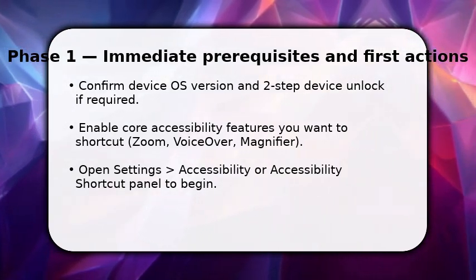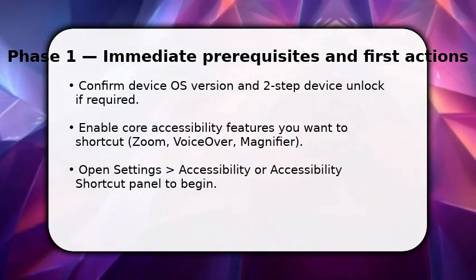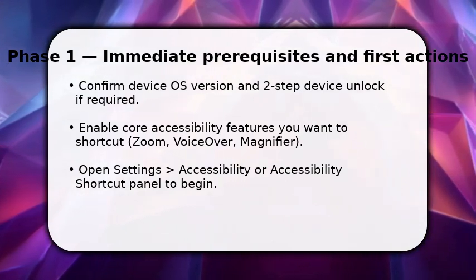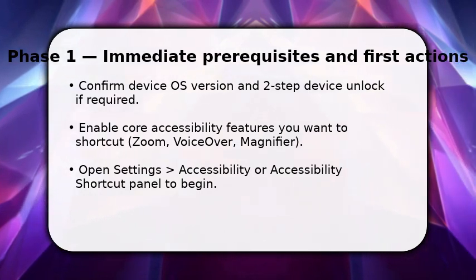Then go directly to Settings, find Accessibility, and open the Accessibility shortcut or Quick Actions area. This is where you will create the shortcut. Make sure to keep the features already turned on, so the shortcut toggles them reliably when invoked.